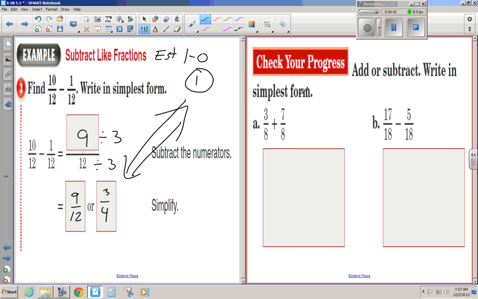All right, so checking your progress. Go ahead and estimate if you want to. But since the denominators are the same, you simply add the fractions. 3 plus 7, and you divide by the denominator. So 3 plus 7 is 10 over 8. 10 over 8 reduces by a factor of 2, which gives us 5/4, which is 1 1/4.